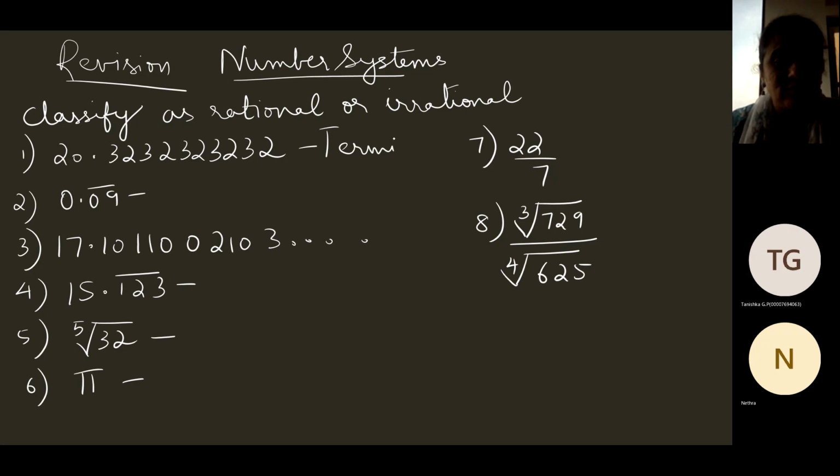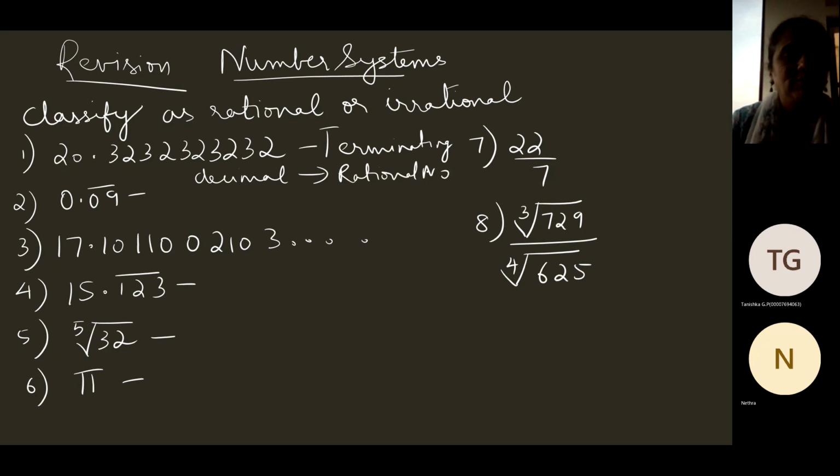This one is a terminating decimal, and hence it's a rational number. You don't have to write terminating. I'm just telling you for your understanding. Why is it terminating? Because it ends here. The decimal part can have even 100 digits or 1000 digits, but it comes to an end there. It's a terminating decimal, so it's a rational number. The next one, you can see it's non-terminating because there's a bar there. That means what is it?